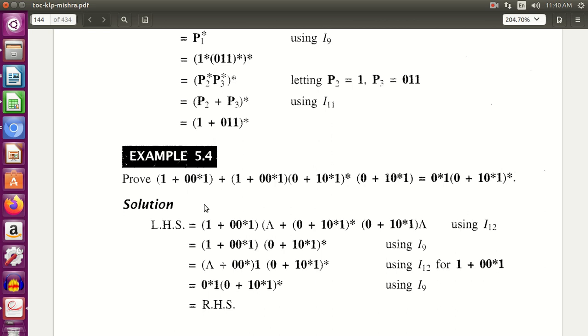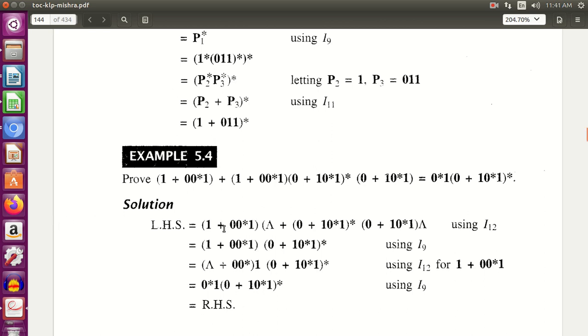Most of the times when you will be experiencing these type of questions, you will see that you are widely using this identity I9. Okay, this is very frequently used, basically this I9 expression, that is lambda plus r star is equal to r star. Okay, so you will get many such more examples, and I request you to practice such more examples where you're given two regular expressions and you're asked to prove that this left hand side is equal to the right hand side. Okay, it's a very common and a very popular kind of a question, may it be GATE or some other competitive exam or your normal semester exam.